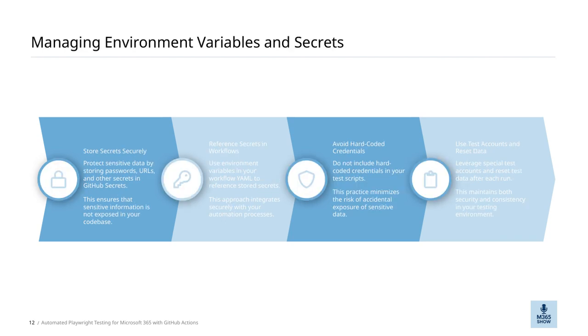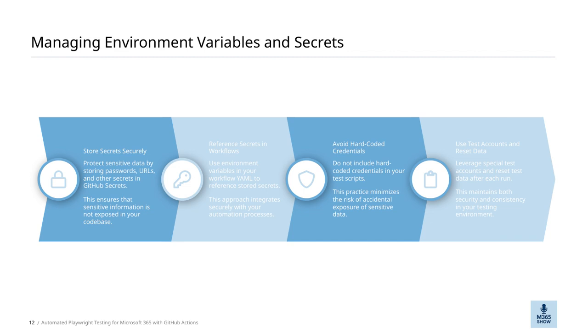When managing environment variables and secrets, it's important to leverage special test accounts and ensure that test data is reset after each run. This helps us maintain both security and consistency in our testing environment, so tests stay reliable and safe. Also, avoid hard-coding credentials directly into your test scripts. Hard-coded credentials pose a risk of accidental exposure, which we definitely want to prevent. Instead, use environment variables within your workflow YAML files to securely reference stored secrets. This way, your automation processes stay integrated and protected.